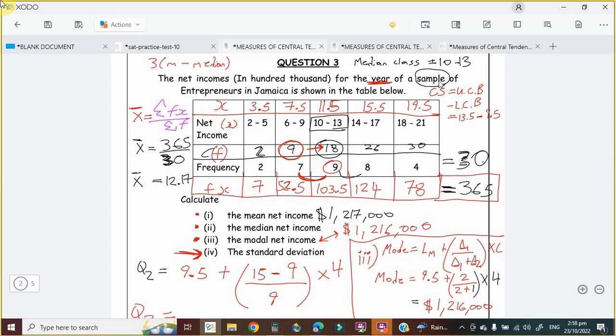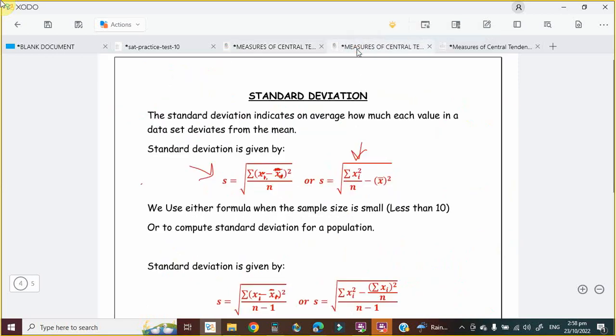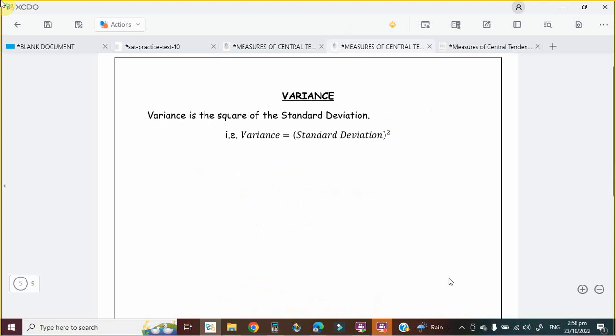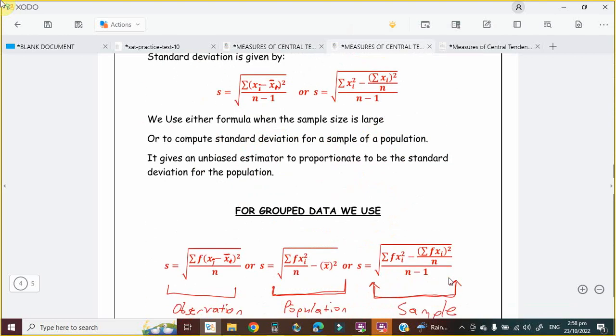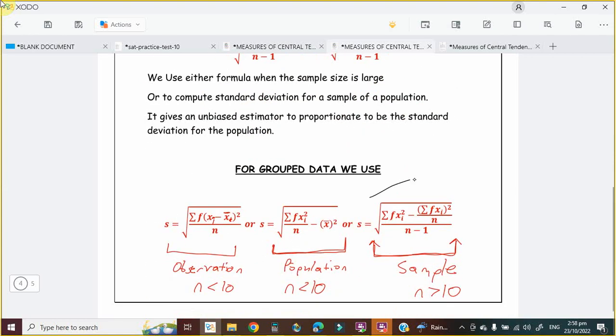Alright, so that's what we have to look out for. In this case, it's a sample. So we're going to have to use the one where we divide by n minus 1. So in that case, this is the formula we're going to use since it's group data. We're using the one that we're used to from ADMA. Alright, so this is the one we're going to use.